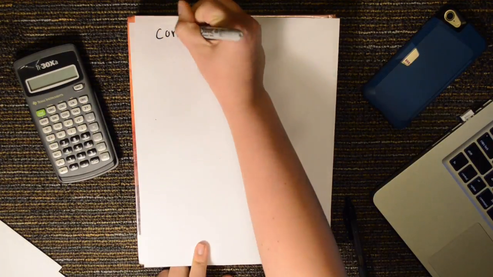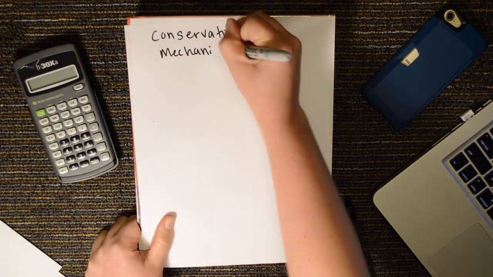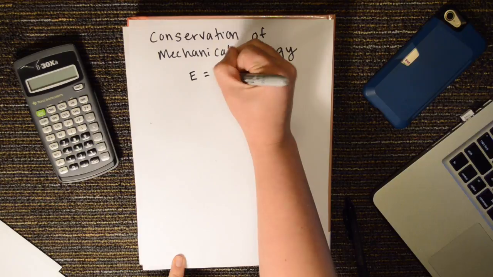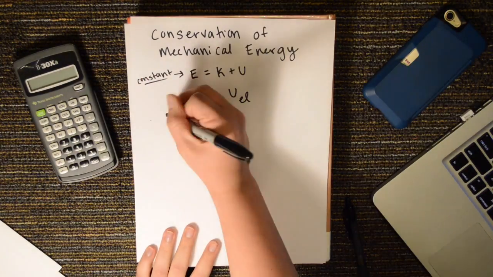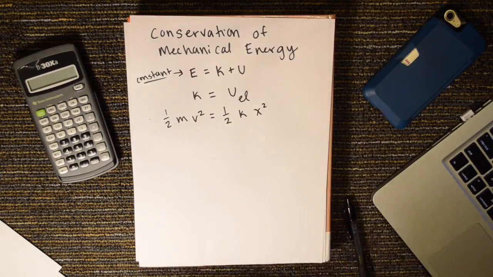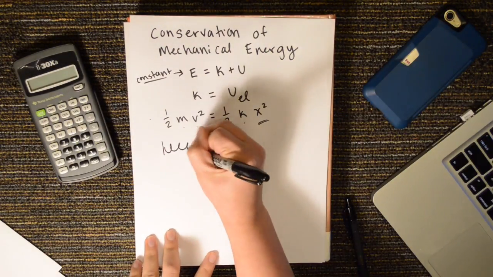So today we're going to be talking about conservation of mechanical energy. This is represented by E equals K plus U. In other words, all the energy in the system is made up of kinetic and potential energy. We can rewrite that equation like this.